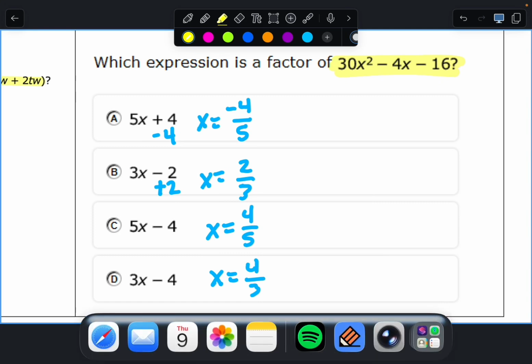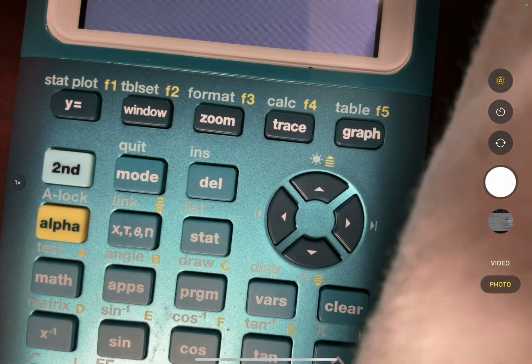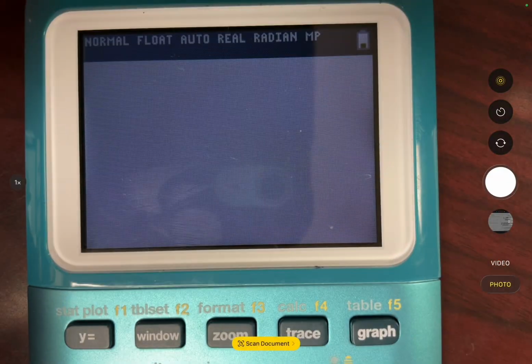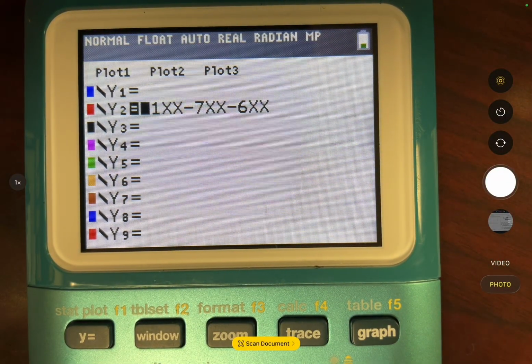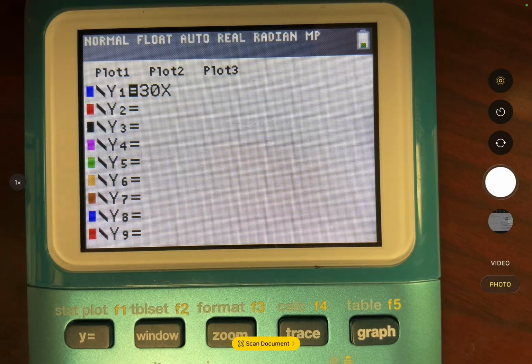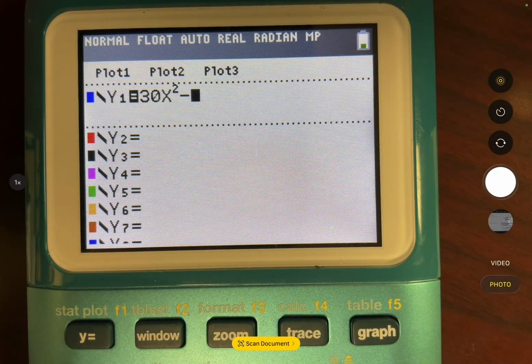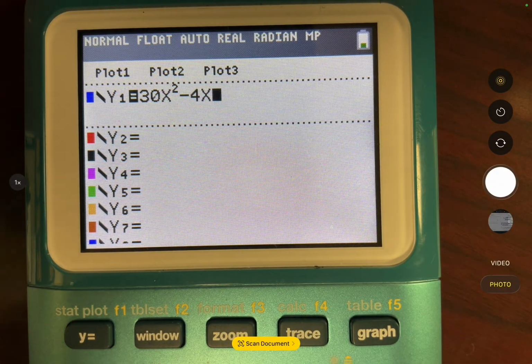But just that? Yep, just that. Just that? Mm-hmm. So 30x squared minus 4x minus 16.